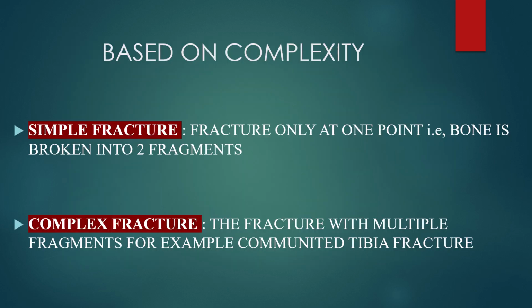Next, we will move on to the classification based on complexity. Under this, we have two types. First one is simple fracture. Second one will be complex fracture. First, we learn what is a simple fracture. In a simple fracture, there is a break in the bone, but only at one side. Next, we will learn what is a complex fracture. In this type of fracture, the bone is broken into multiple fragments.